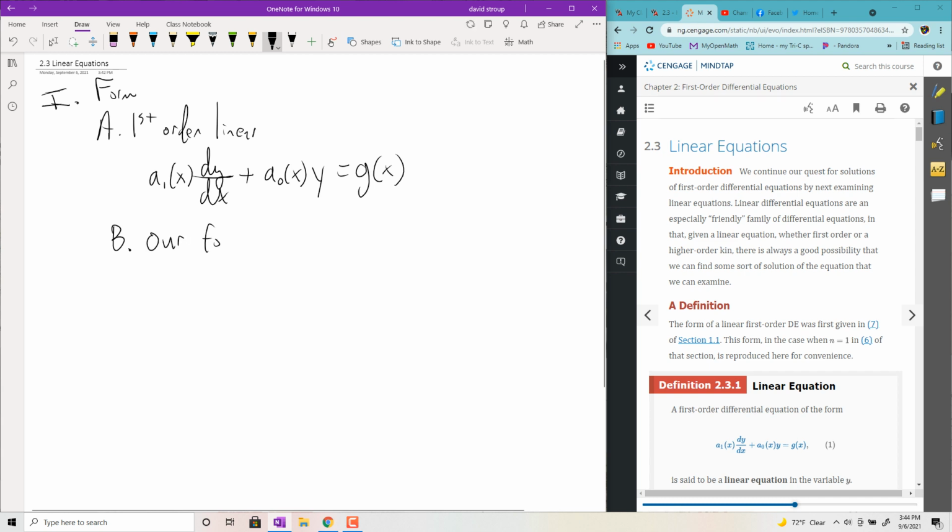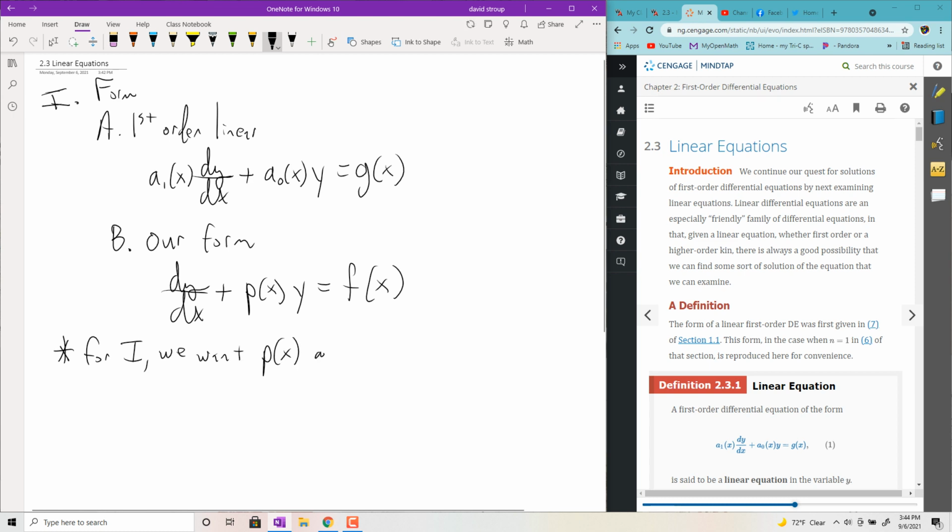So for our form, we will need to divide by a sub 1 of x and get dy over dx plus a sub 0 over a sub 1 of x, which we'll just call p of x, and then times y equals g of x over a sub 1 of x. We'll just call that f of x. Okay. We require for our interval definition that p of x and f of x be continuous.